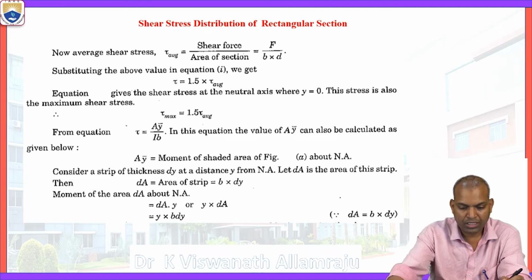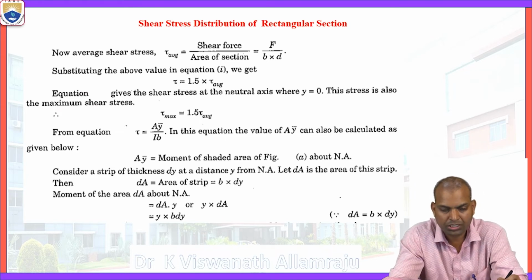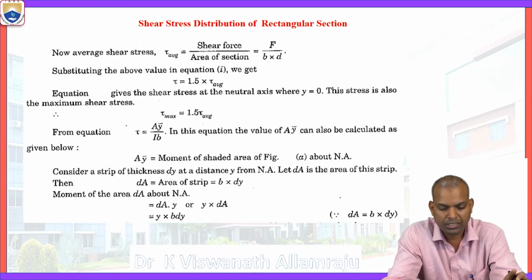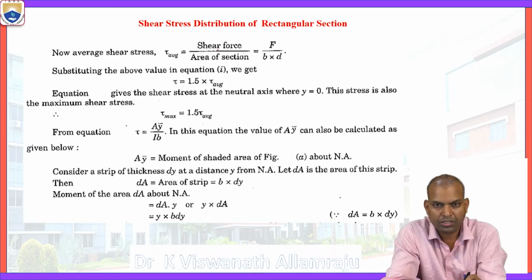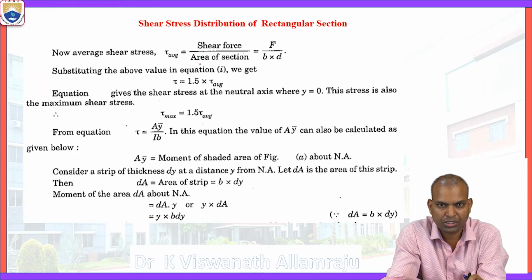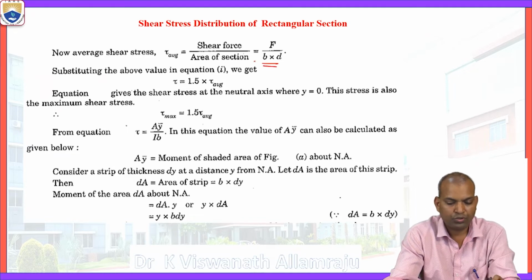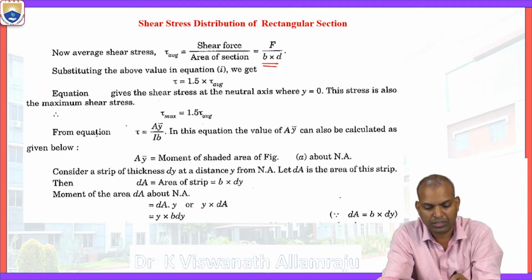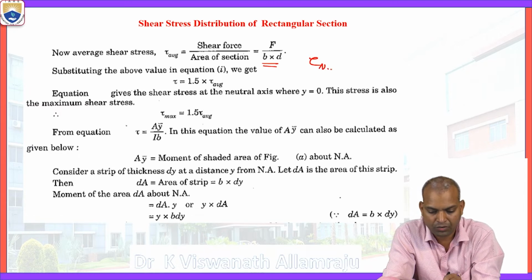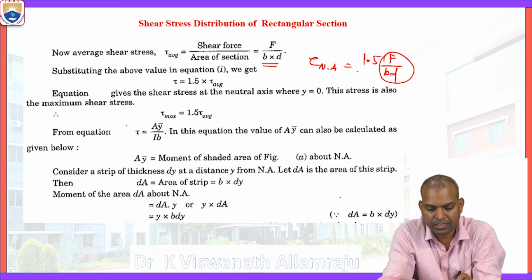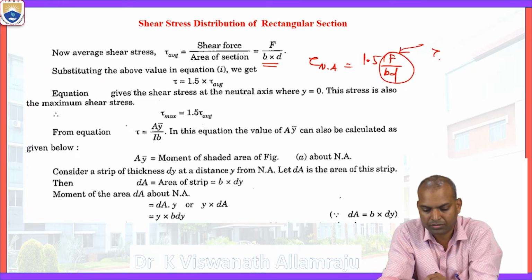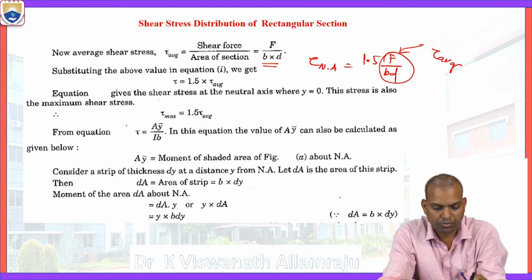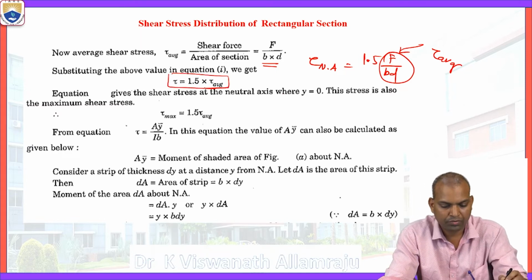Now we know tau average, the average shear stress, equals shear force by area of section. What is the shear force? F. What is the area of section? b times d. So we know that tau at the neutral axis equals 1.5 times F by bd. This F by bd is nothing but tau average.